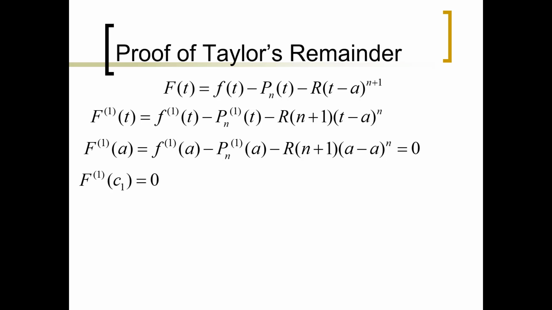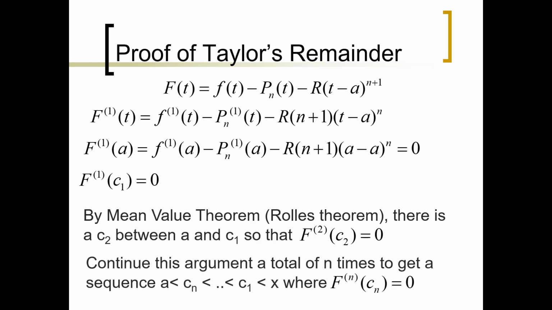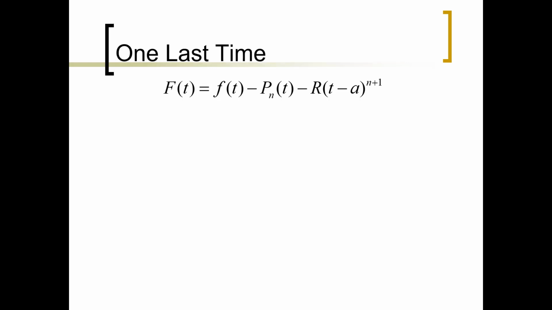So since the first derivative of F at a and c1 are both 0, I can use the mean value theorem, or Rolle's theorem, to show that there's a c2 between a and c1, so that the second derivative of this capital F function at c2 is 0. Just continue this process over and over again up until the nth derivative. You'll then get a sequence of things. The very last one that matters is that the nth derivative of F at cn is 0.